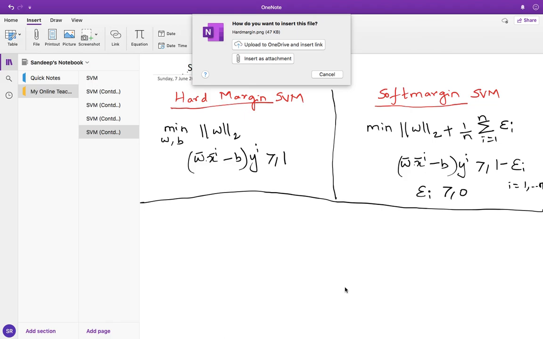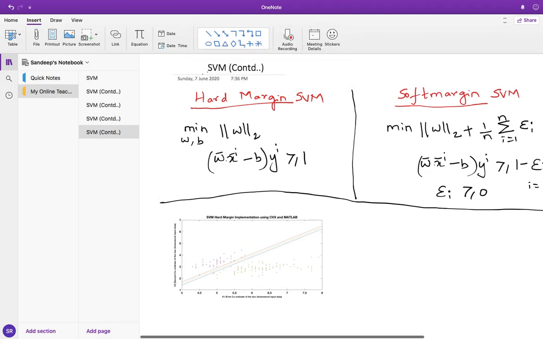So let me first show it to you, hard margin based SVM. So this is how a hard margin based SVM looks like. The data points are a little smaller. As you can see here, these are all one particular class of data points, and these are another class of data points. Here the data is two-dimensional, so we have x1 on one axis, x2 on the other axis. So what are these three lines?